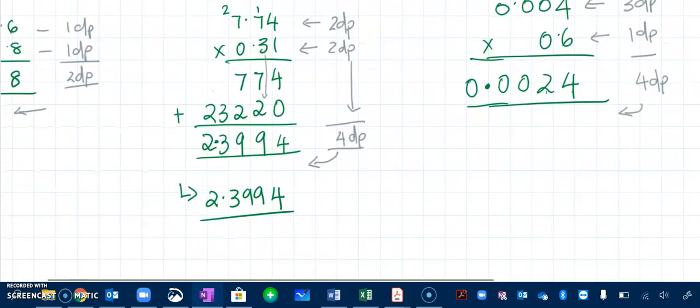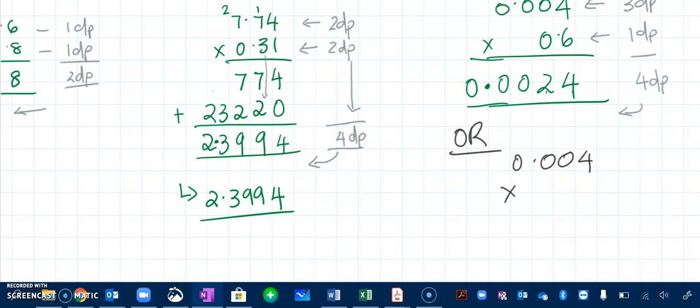Or another way to do this is we go 0.004 times 0.6. We basically multiply every digit of 0.004 by the 0.6. 6 times 4 is 24. 4, carry 2. 6 times 0 is 0, plus 2 is 2. 6 times 0 is 0. And 6 times 0 is 0.